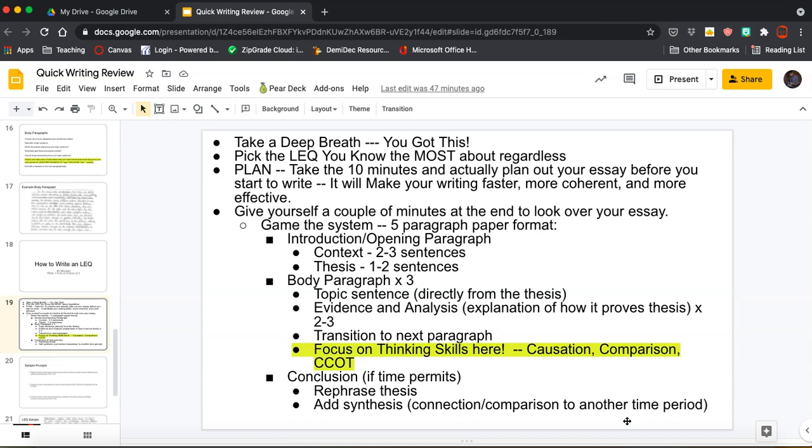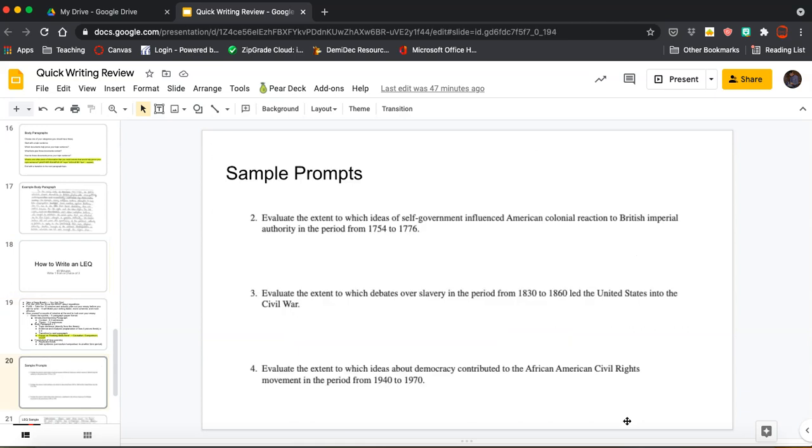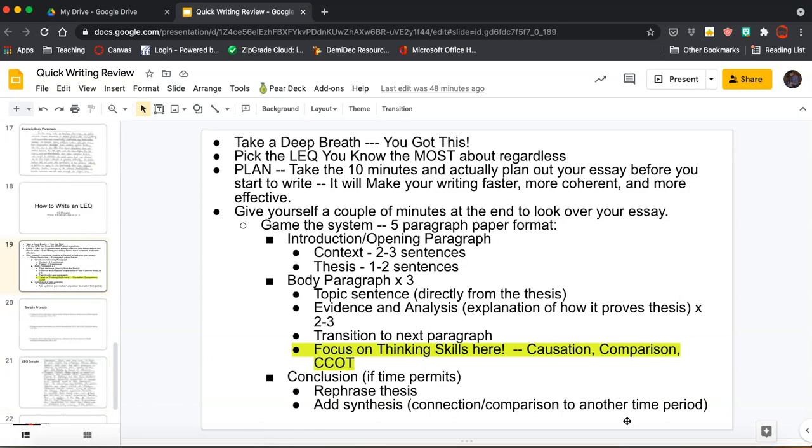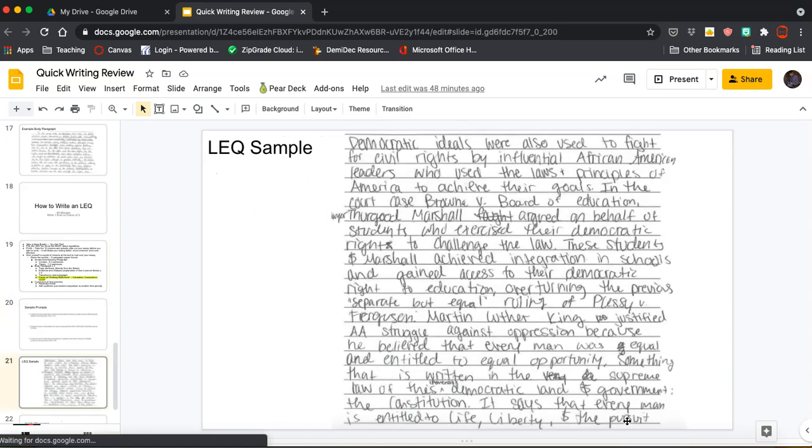So if you're looking at number 4, which is how did ideas of democracy lead to or contribute to the African American civil rights movement, then make sure that you are really talking about causation. Okay. Conclusion if time. I'm not really worried about that. All right. So here's an example.